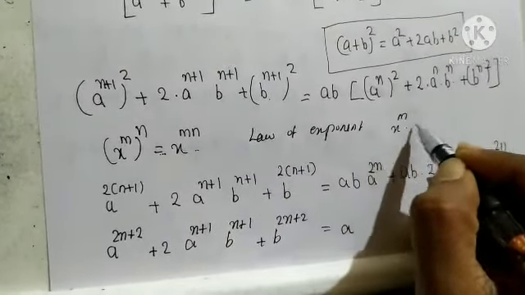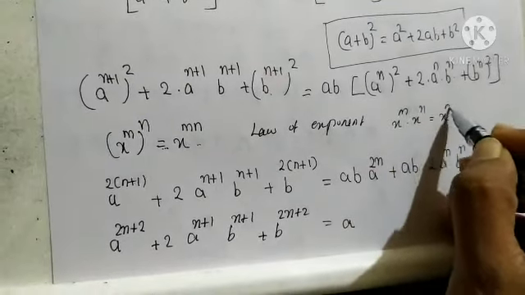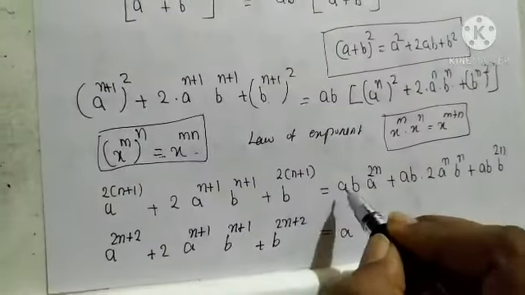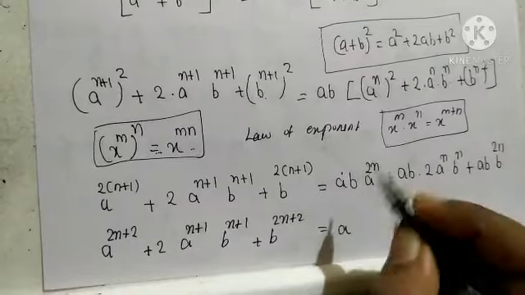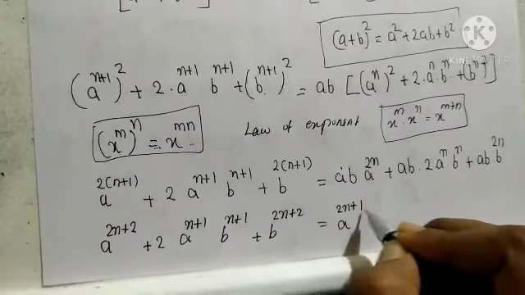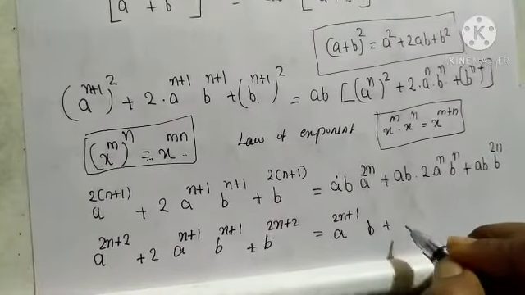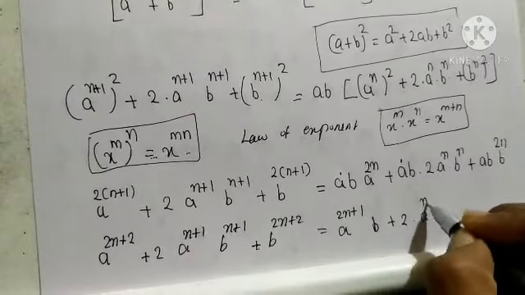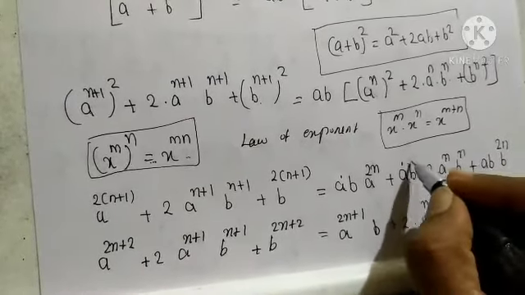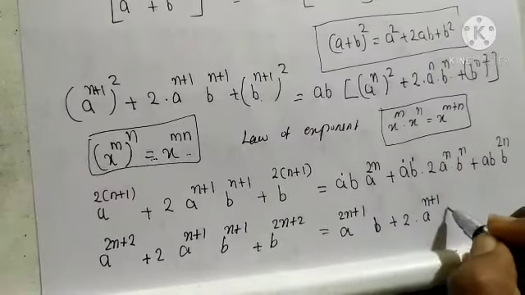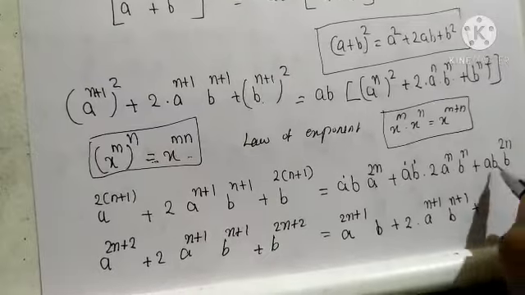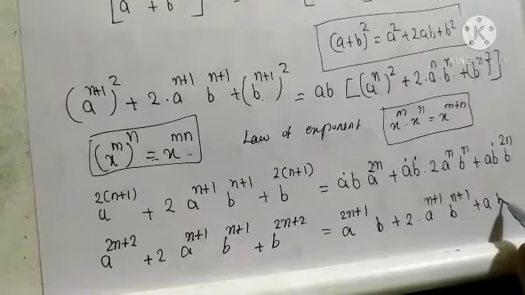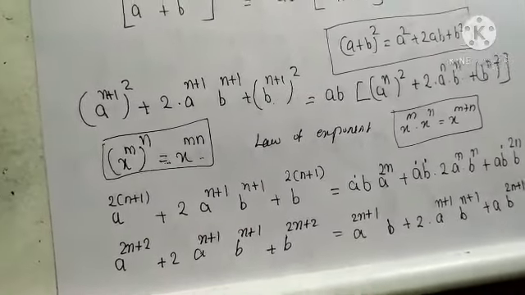x raised to m into x raised to n can also be written as x raised to m plus n. So this a raised to 1 and a raised to 2n will become a raised to 2n plus 1 into b plus, here also 2 into a raised to n plus a raised to 1 will become a raised to n plus 1, and here b raised to n into b raised to 1 will become b raised to n plus 1 plus, here a into b raised to 2n into b raised to 1 will become b raised to 2n plus 1.